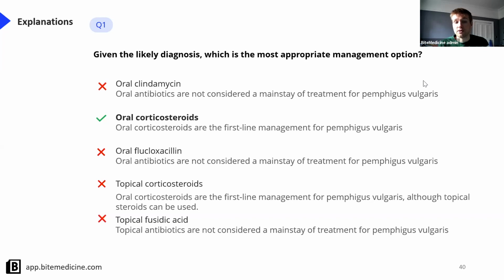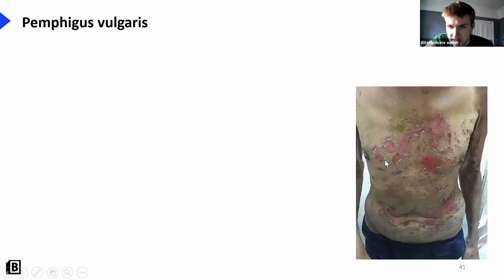You can use a topical steroid as well, but the oral steroid is the most appropriate option. So here's an example of it. Comparing it back to that Bullous pemphigoid image we had before, you can't see these tense fluid vesicles because they burst here. Quite an unsightly rash.